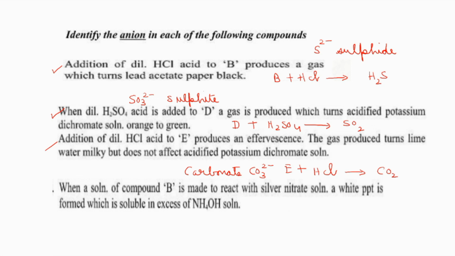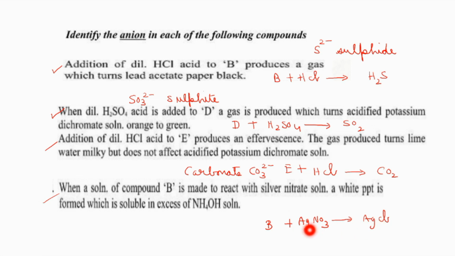Easy. Got it. Now read the next one. When a solution of compound B is made to react with silver nitrate solution, a white precipitate is formed which is soluble in excess of ammonium hydroxide solution. This is a famous question and I told you to memorize it also. So when we add silver nitrate solution to compound B, you get a white precipitate. How do we identify it? If a white precipitate is soluble in excess of ammonium hydroxide, it will be silver chloride.